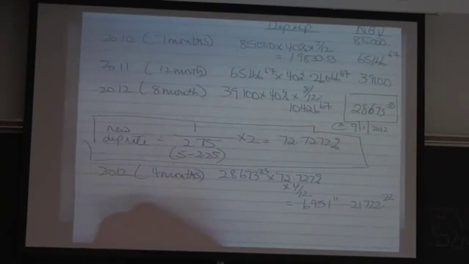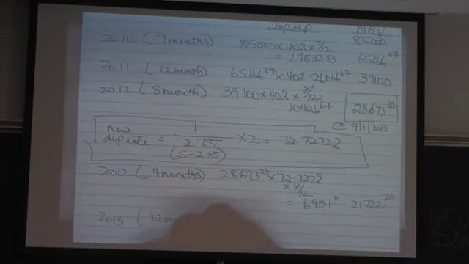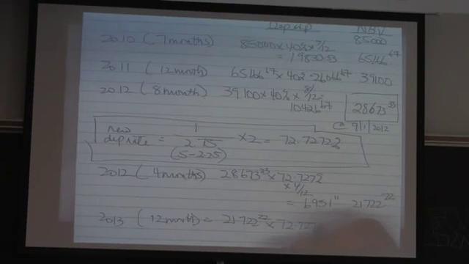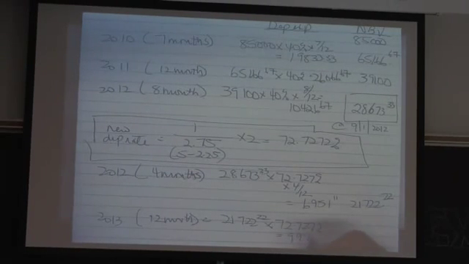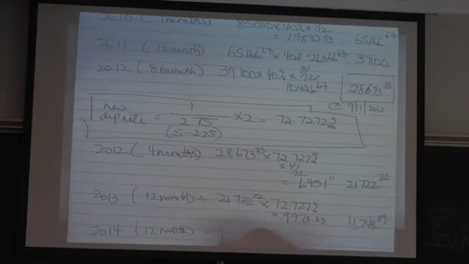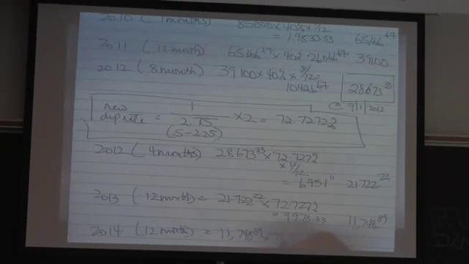For 2013, it's 12 months, 21,722.22 times 72.727%. We get 9,973.33. Net book value is 11,748.89. Now, 2014, 12 months again, 11,748.89 times 72.727% gives us 7,555.56.